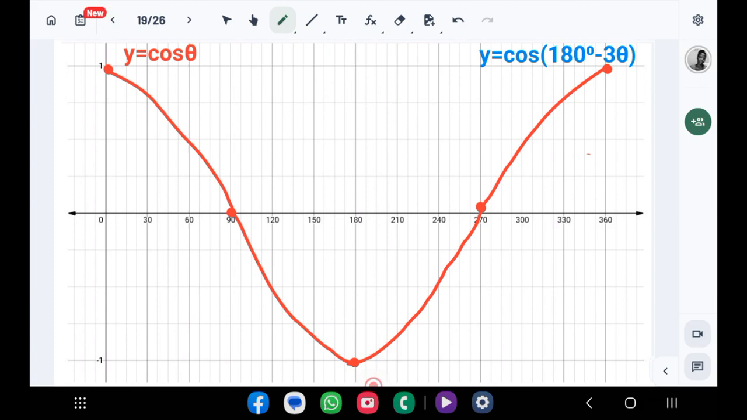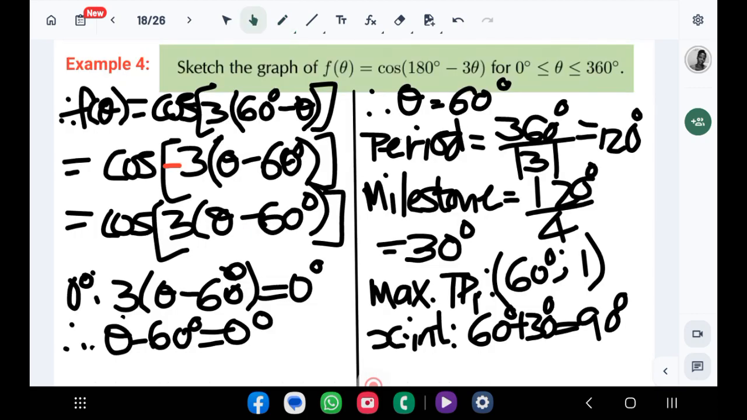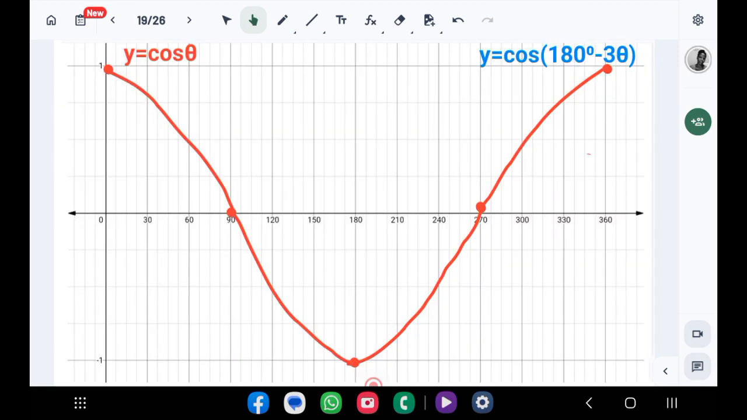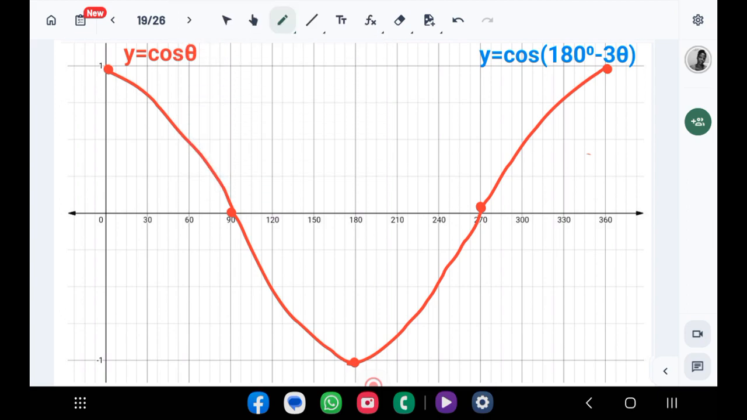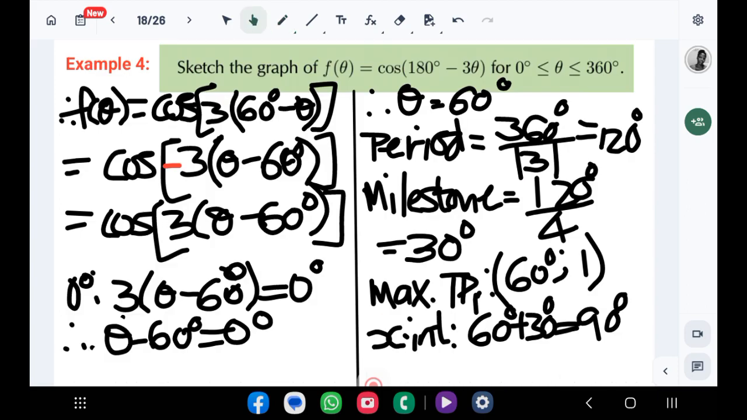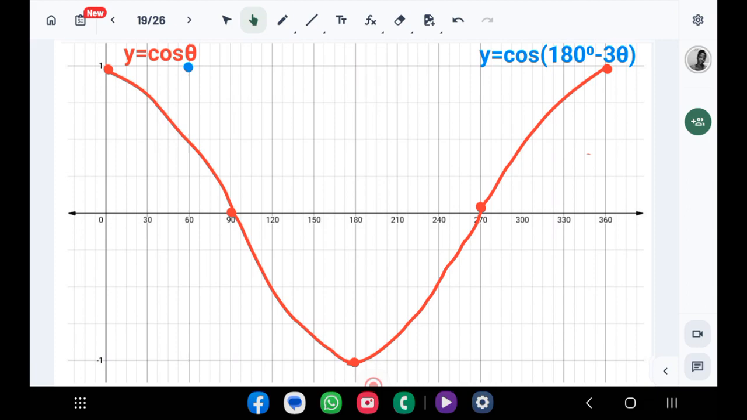Remember the first point where the maximum turning point is at 60 degrees and 1. 60 degrees, that's where we start. That's where we will have our maximum turning point. So let's plot that. There is the maximum turning point, and then the milestones are reached every 30 degrees. So 60 to 90, that's 30 degrees.